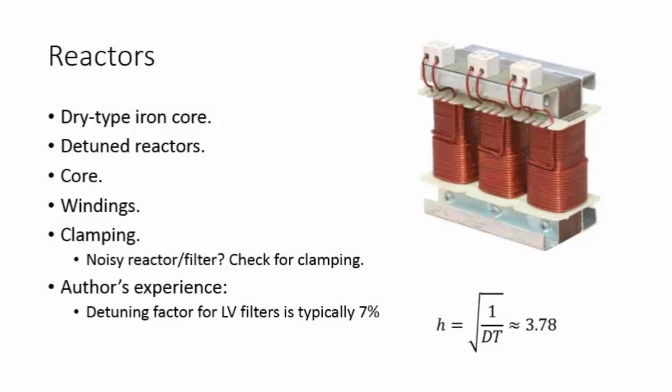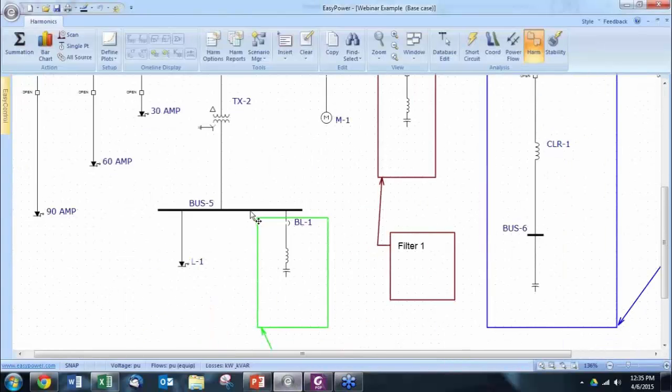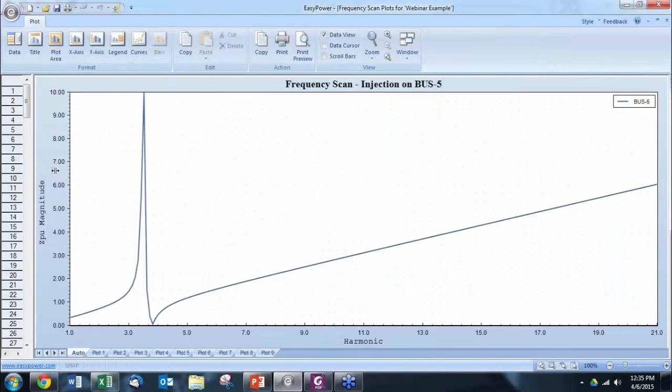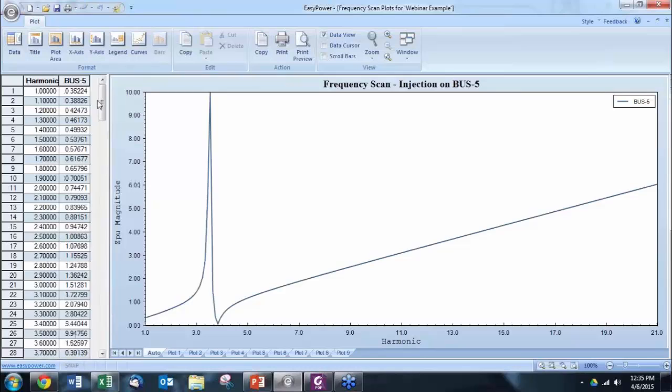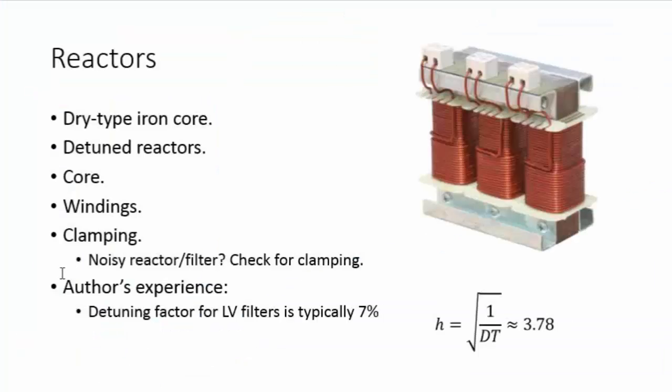Now, the detuning factor is directly related to the harmonic content. Most of the filters that I've encountered have a detuning factor of 7%, and that means that the tuning harmonic is 3.78. As you can see in this EasyPower example, the tuning harmonic for this filter is around 3.78. That is what you would normally find in a low voltage filter. And I'm going to return to this a couple of times.